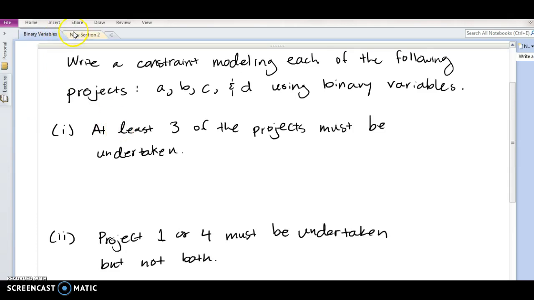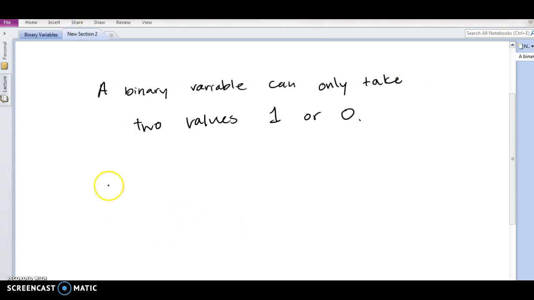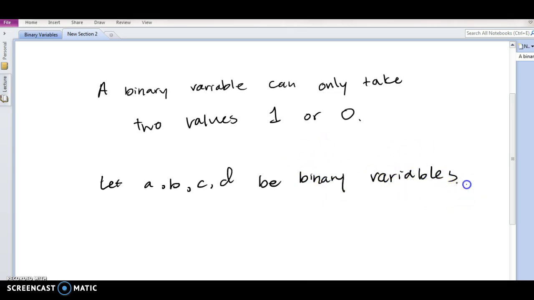So again, what we're going to do is just say let A, B, C, and D be binary variables. And that's all that means, is they can only be 0 or 1. No other number. And again, we're just basically calling this project 1, this one project 2, and so on. C, project 3, and D, project 4.